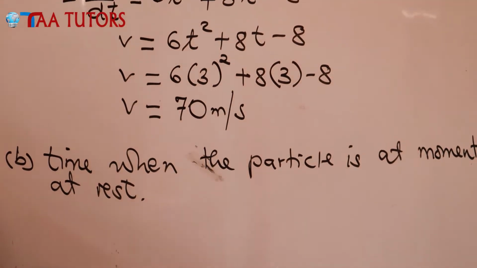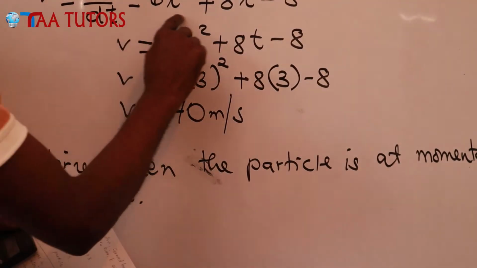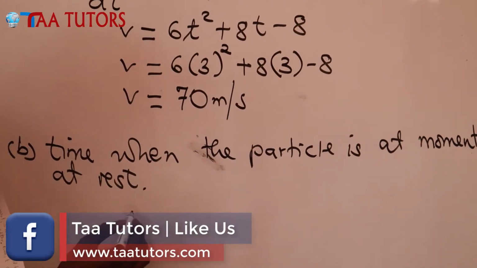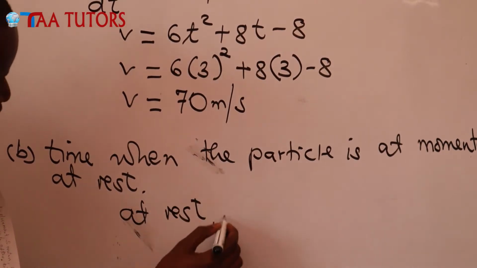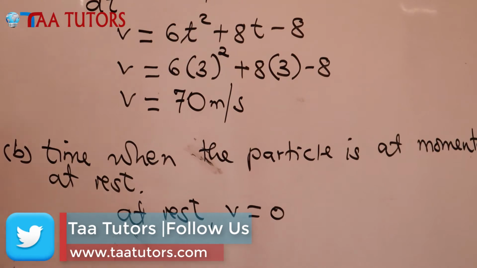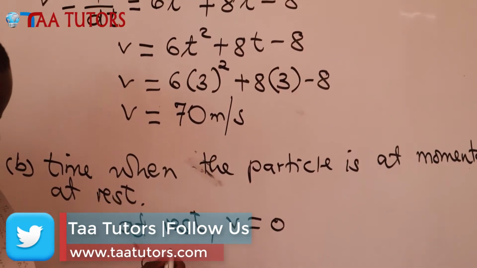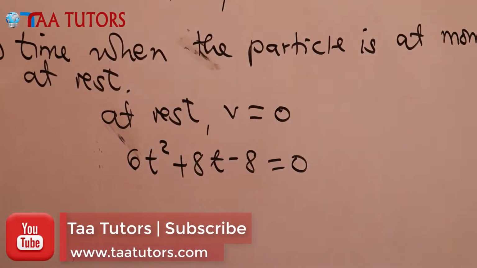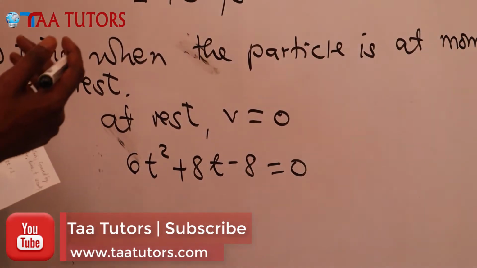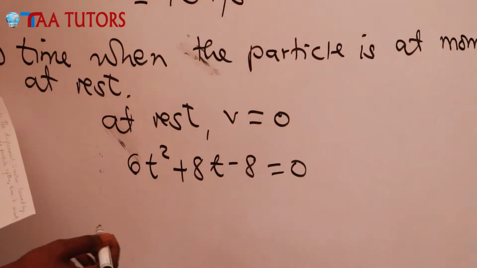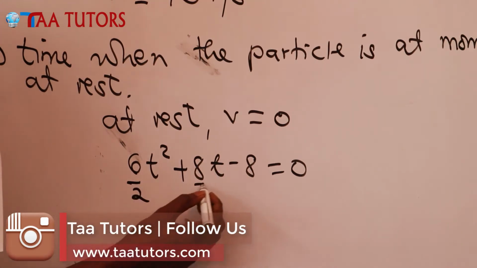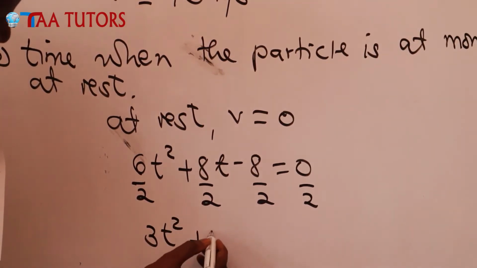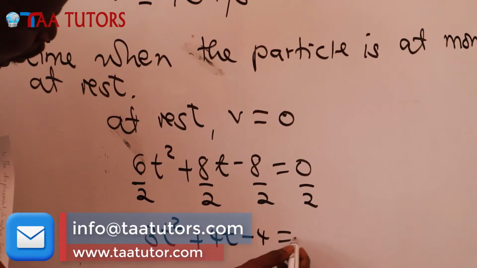So it means that at the time when it's at rest, this velocity function, we are going to equate it to 0. We know that at rest, v equals 0. So let's say v equals 0, that means 6t squared plus 8t minus 8 equals 0. Let me therefore solve. To solve this one, let me simplify this by dividing by 2. I'll get 3t squared plus 4t minus 4 equals 0.